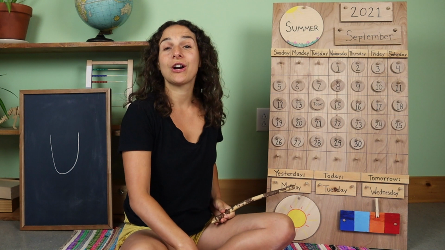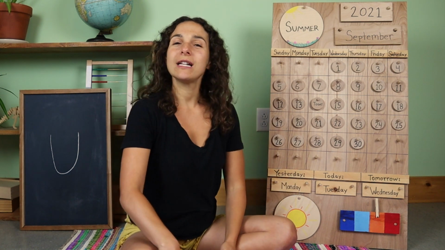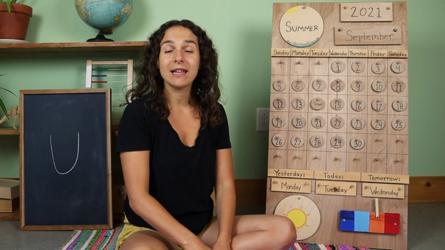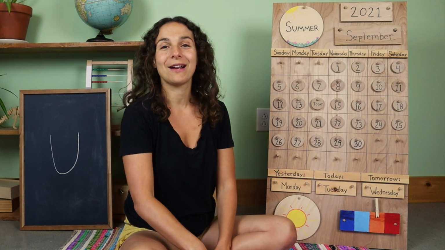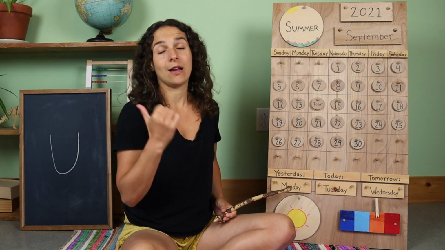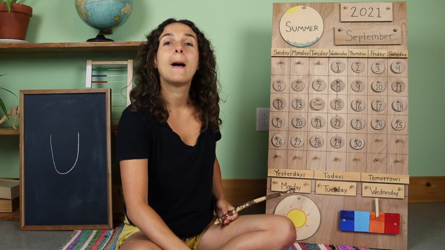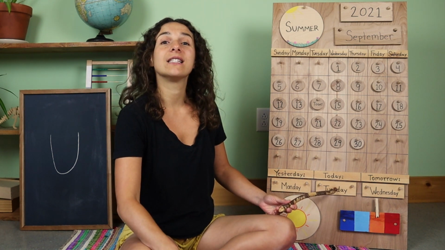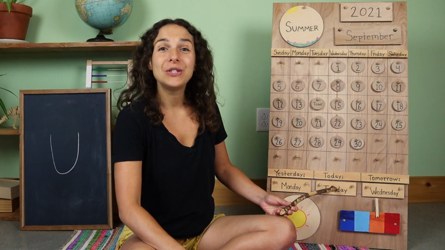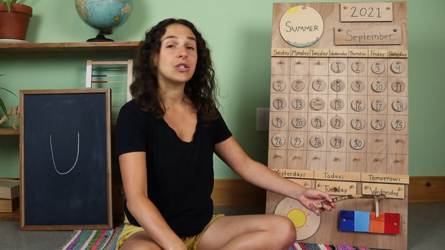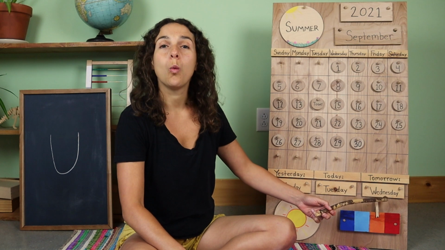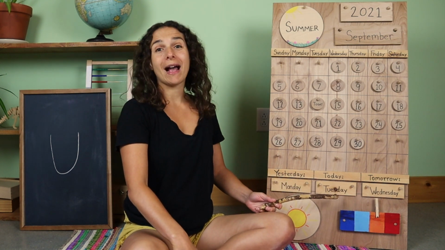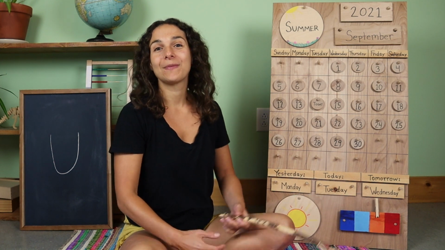Down at the bottom of the chart, we have the days of the week. So let's go over them together. Listen carefully for the sound that the day starts with, and if you know what the day is, you can say it with me. Yesterday was Monday. That means that today is Tuesday, and tomorrow will be Wednesday. Let's go back and sing Today is Tuesday together.